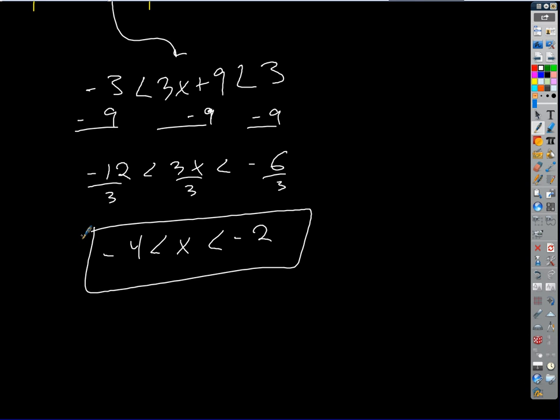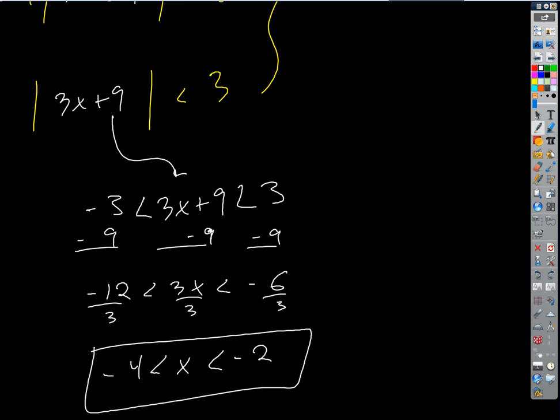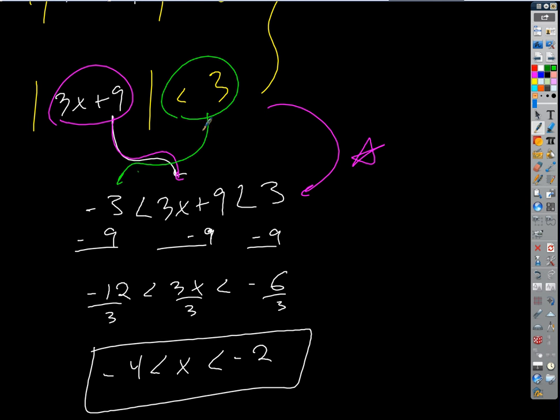The key, though, is this is the important step, I think, right here, going from there down to there. That's the one that you've got to remember. Once I isolate the absolute value, whatever's inside goes in the middle. If it's a less than symbol, less than 3, then that means I get negative 3 on the left and positive 3 on the right.